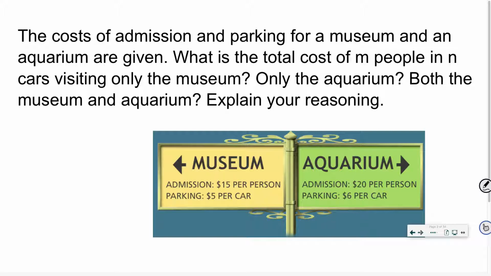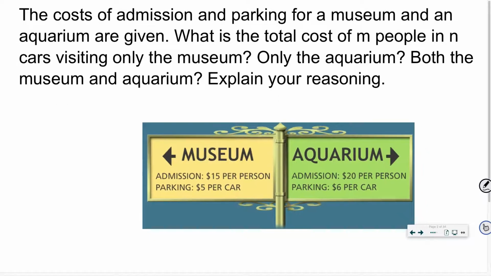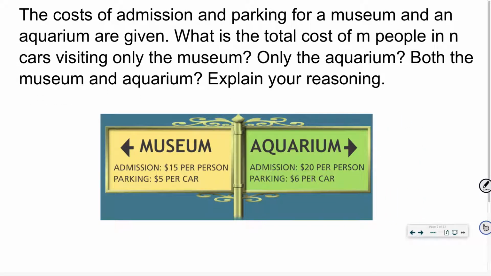Okay. So we are going to introduce the idea of monomials and polynomials with a little example. The cost of admission and parking for a museum and an aquarium is given. Here are the signs. We're going to find how to represent the total cost of M people in N cars visiting only the museum, and then only the aquarium, and then both.